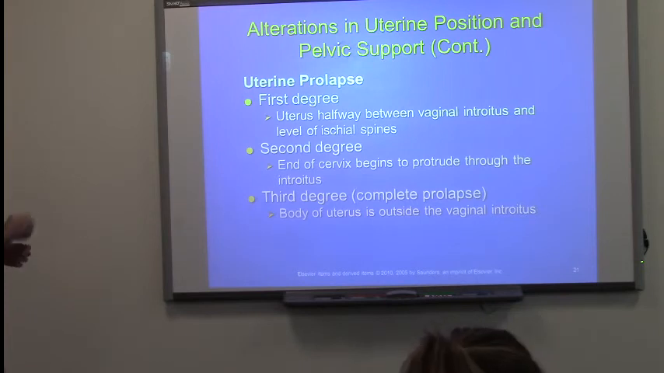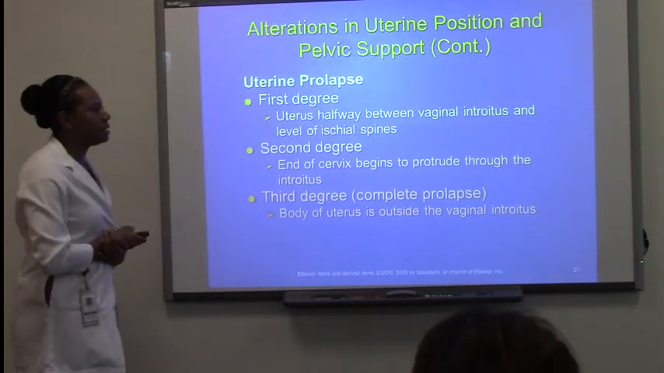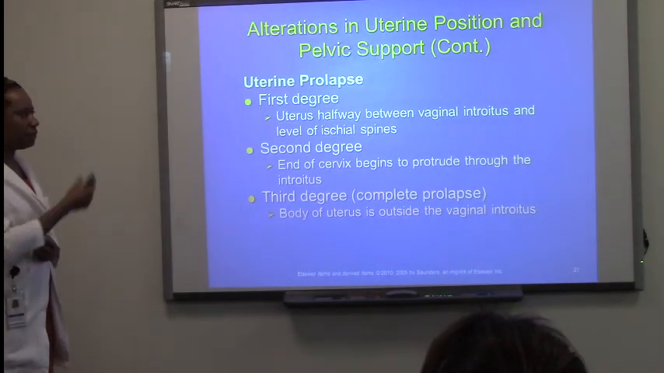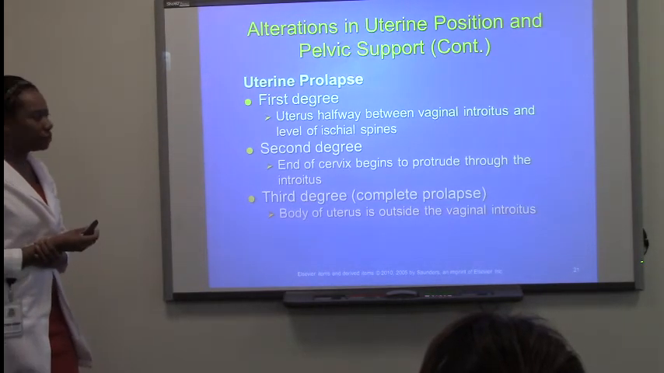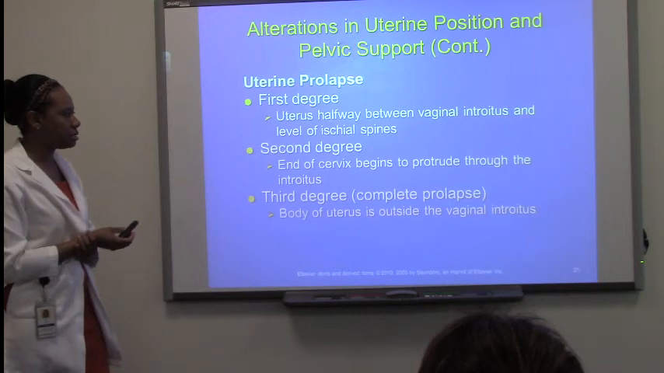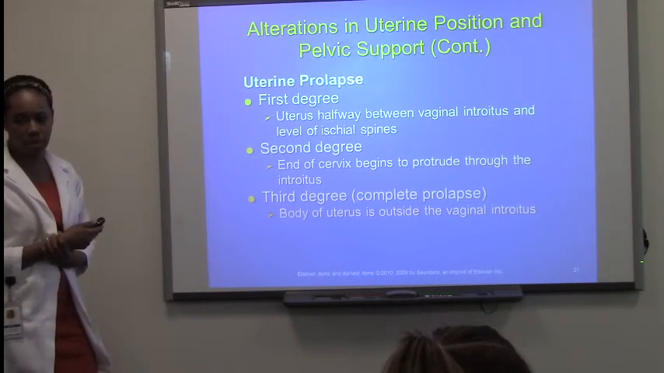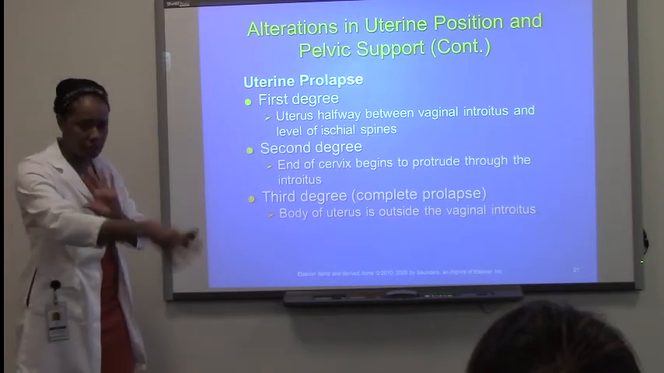So first degree is when the uterus is halfway between the vaginal orifice and the level of the ischial spine. So this is just a little bit. Second degree is the end of the cervix begins to protrude through the vaginal orifice of the introitus. Third degree is a complete prolapse, which is what we saw in the picture. That was the entire body of the uterus, along with the cervix and everything out.